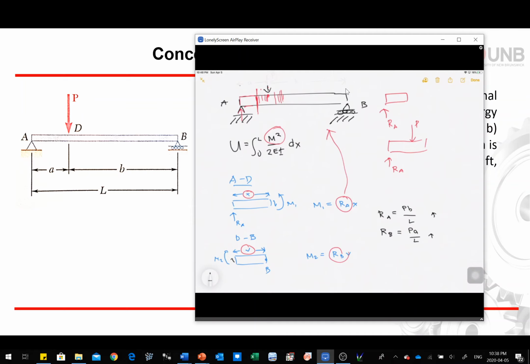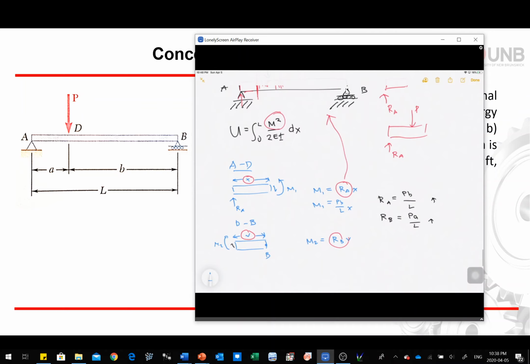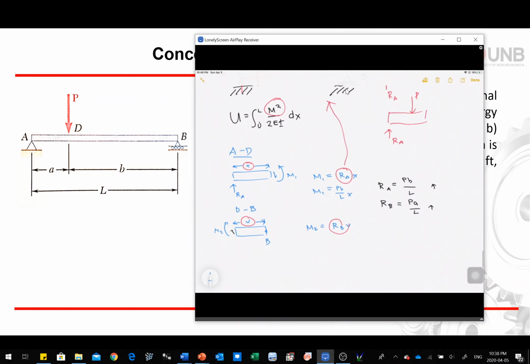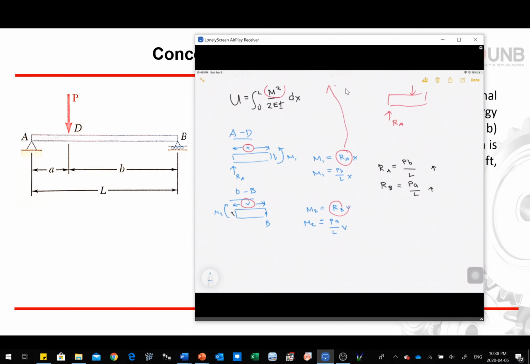Now if we're going to substitute those numbers in our moment, the first moment would be for section AD. So our RA is P B over L, times X. So that's the first moment. Now for moment number 2, we can say that this is now equal to PA over L times V. So again, these are two different assumptions. Note that we are treating them separately.